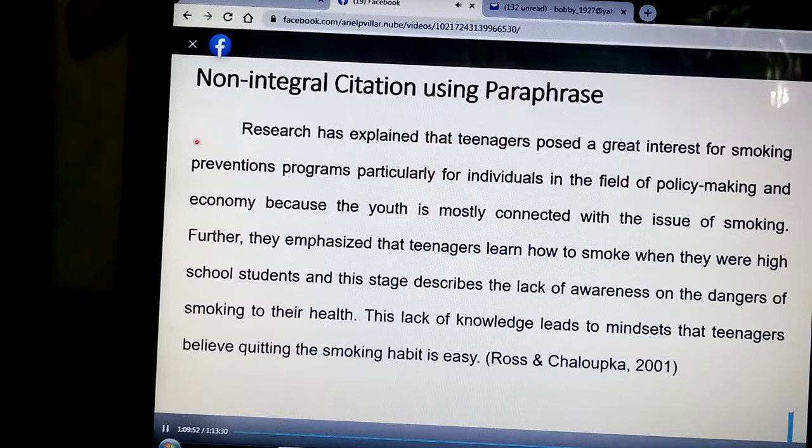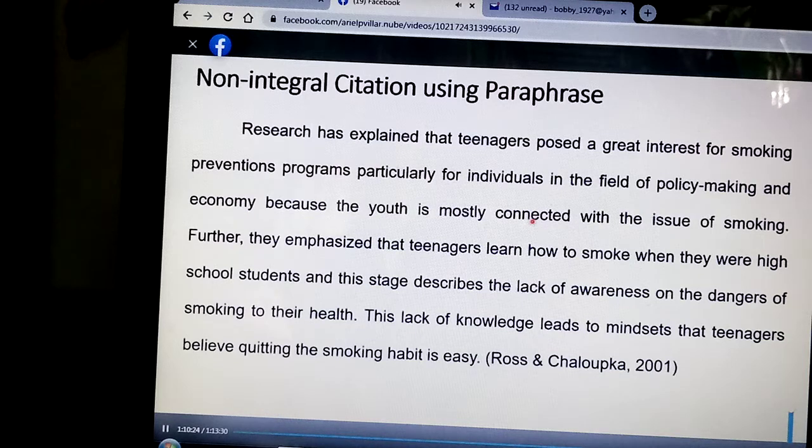Lagyan ng author, lagyan ng year based on either integral or non-integral citation. In that way, you come up with a paragraph which is what? According to your own words, which means that you're applying paraphrasing or summarizing at hindi kayo nagko-commit ng tinatawag nating copy-paste or plagiarism. Okay, that is the correct way of writing your thesis and writing your review of related literature and studies po. So, yan po.